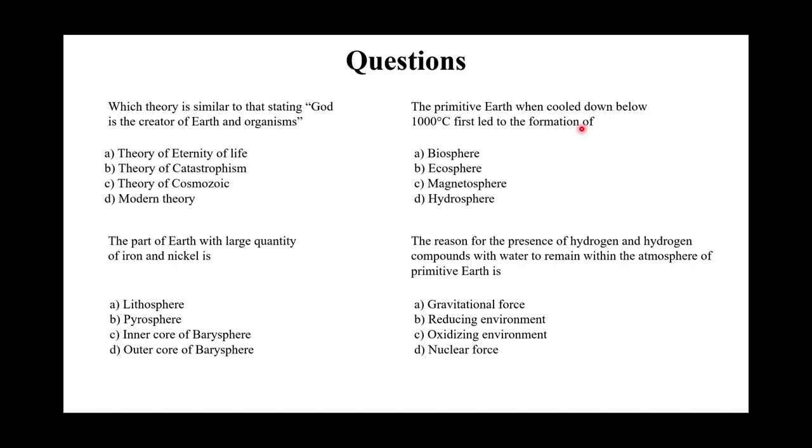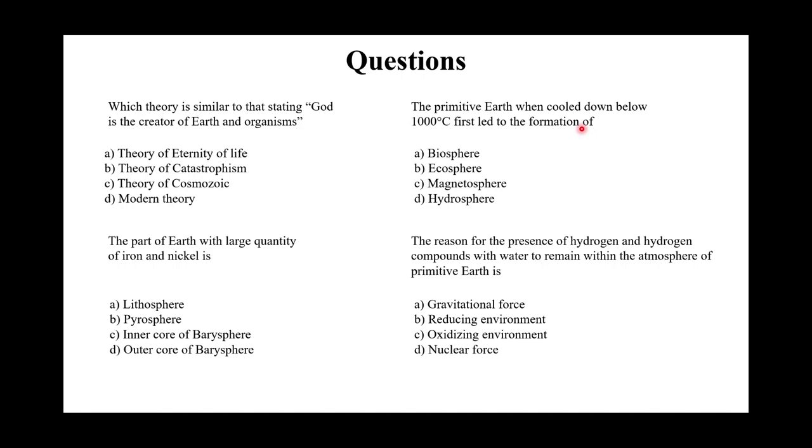It is either special creation or the catastrophism theory, where they just mention that this is a single entity who has defined all these organisms on the planet. You have iron and nickel. So which part of the earth are they composed of? They are part of the barysphere. They are part of the inner core. And remember, when you look at earth, the inner core has magnetic properties, and iron and nickel also have magnetic properties. So they are present in the inner core of the barysphere.